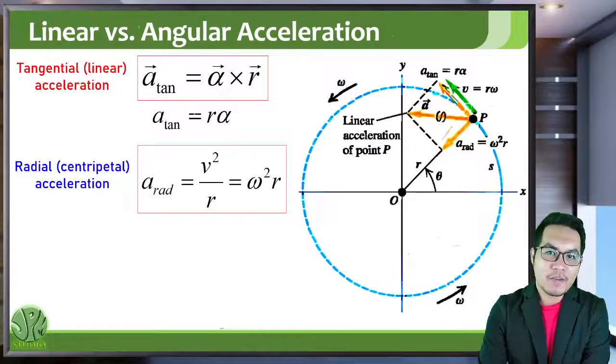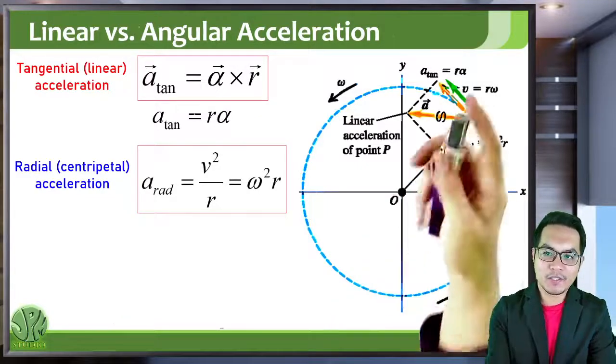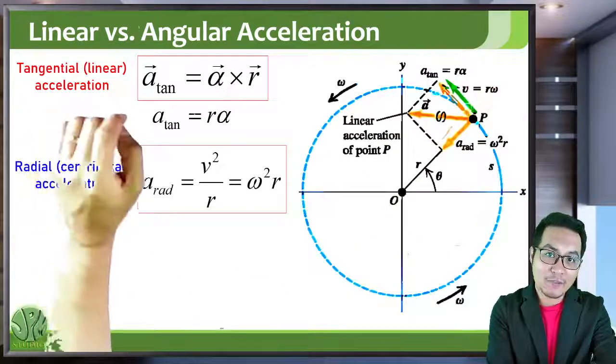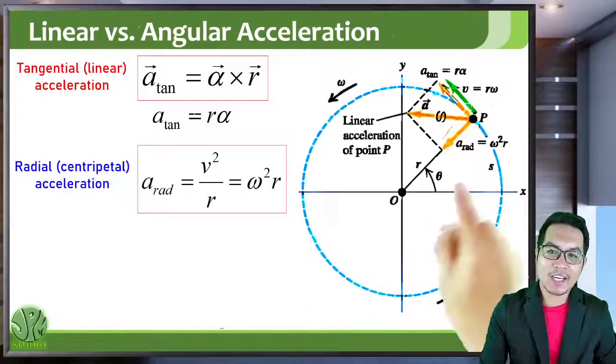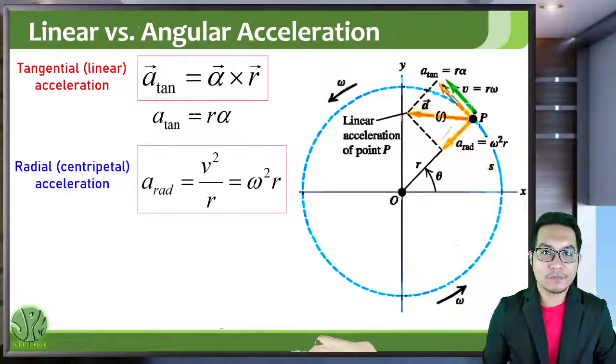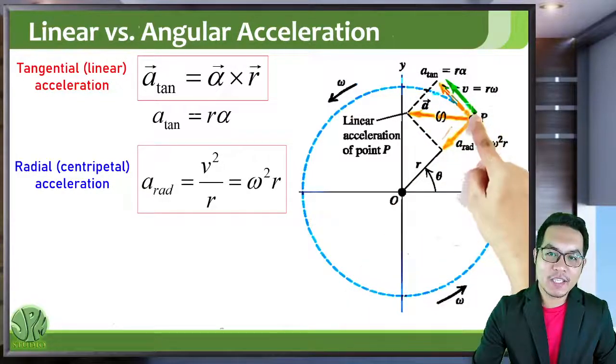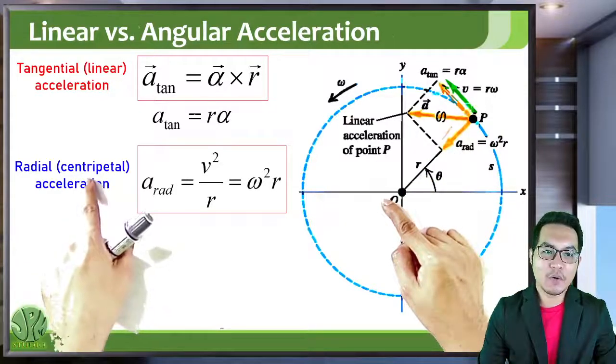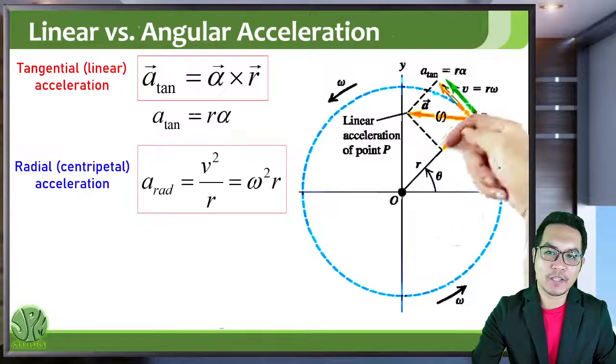So therefore, if an object is moving in a circle, it can have two types of acceleration: an acceleration that is tangent to the circle, and an acceleration that is towards the center of the circle. That is the radial or the centripetal acceleration. It's towards the center of the circle.